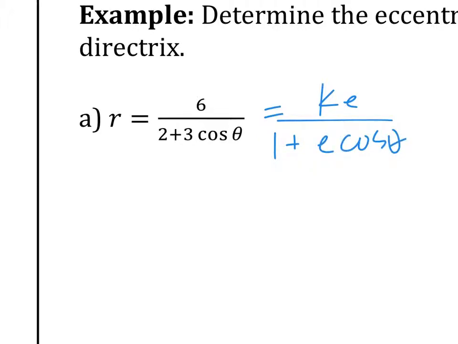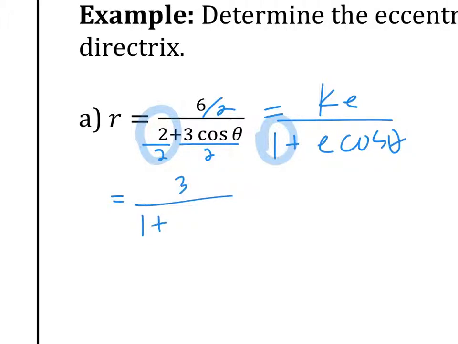So what happens is we try to do a matching game. The 1 and the 2 are not matching, so we need to make that 2 look like a 1. So how do we do that? Divide everything by 2, top and bottom. Okay, so please be careful. So this becomes 3 over 1 plus 3 over 2 cosine theta.